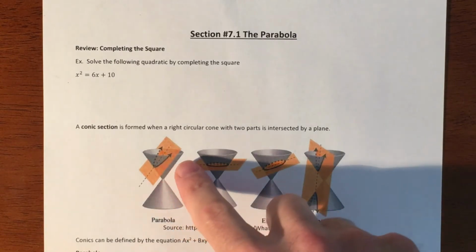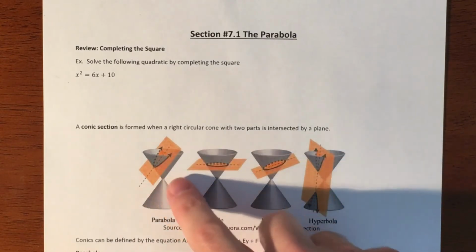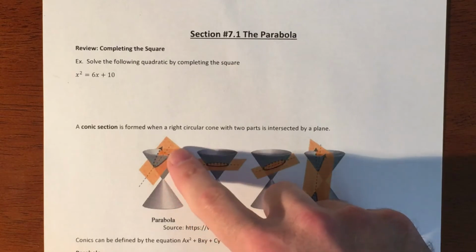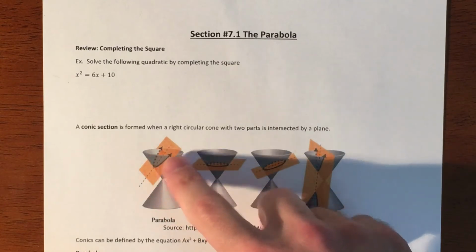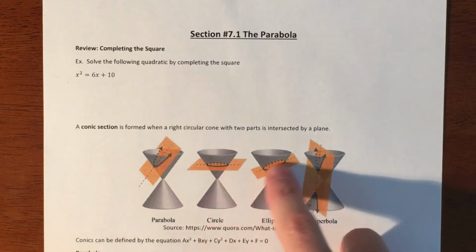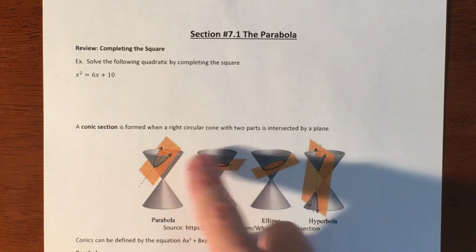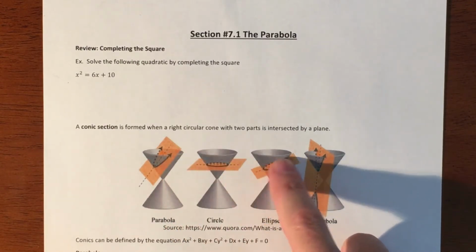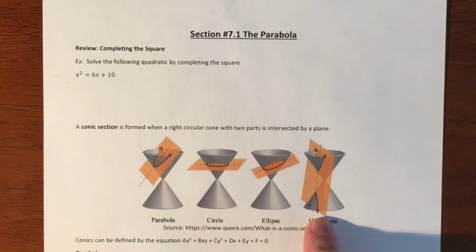One of them is if you take a slice at the same angle as the cone, you're going to create yourself a parabola. If you cut a horizontal slice, you're going to create a circle. If you cut a slice somewhere in between those two angles, you're going to create an ellipse. And if you cut a vertical slice, you're going to create a hyperbola.